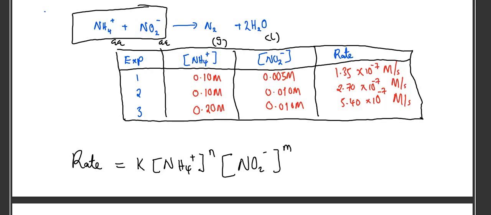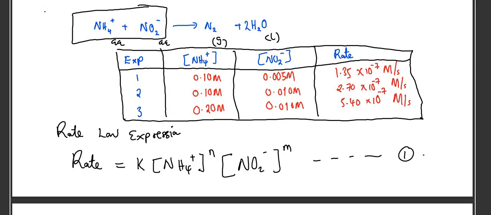All we are saying is that you have to get the value of N and M using the experimental data that they will give you. So this is the first step. Step number 1, we are done. We have created the rate law expression. It's called an expression because we don't know what K is, we don't know what N is, we don't know what M is.